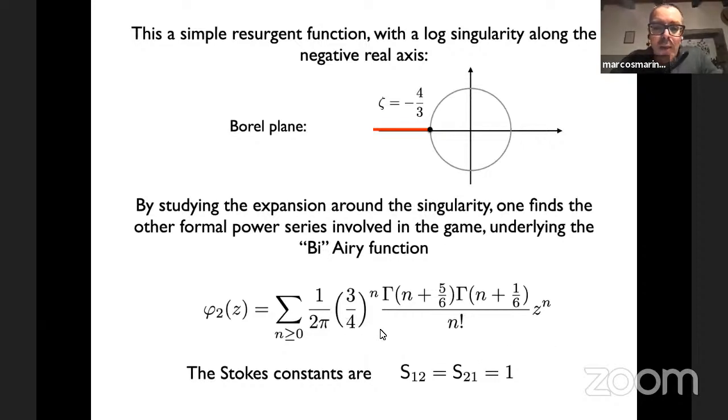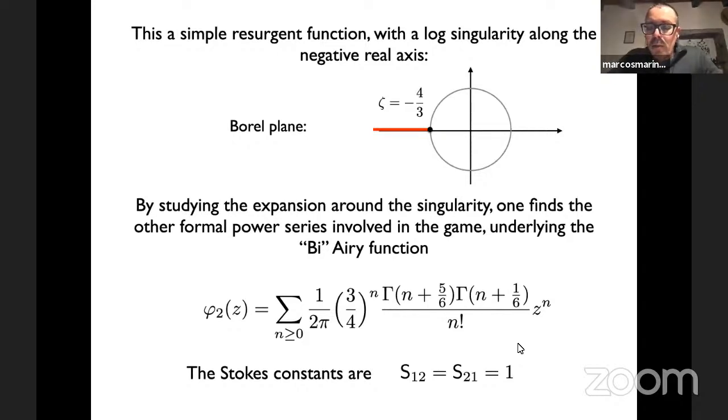And this is actually very interesting, because this is, in a sense, the other formal power series solution that appears when you study Airy functions. So for example, if you want to reconstruct the other Airy function Bi, you will have to use also this formal power series. So you see that we started with one object, but by looking at these singularities, we found a different object, which in this case is closely related to it, but it's different. And in this case, you can see that with these normalizations, the Stokes constants are very simple. They are just one. So I hope this clarifies a little bit the mechanism.